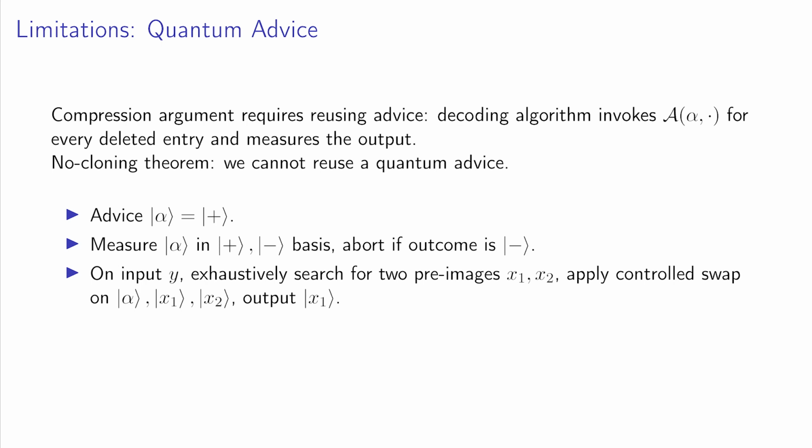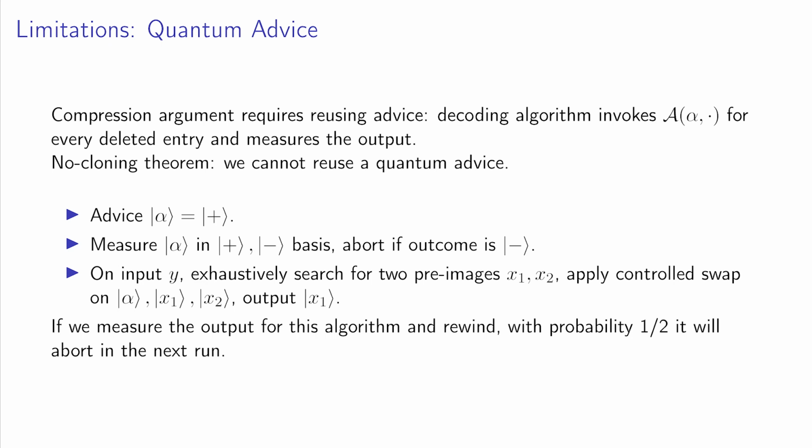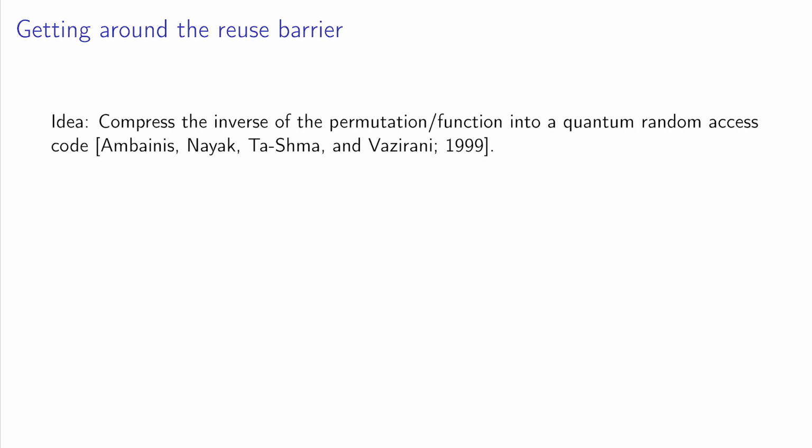And second, he is going to use it to output 1 out of 2 pre-images that he has found via, say, exhaustive search, via a simple control swap operation. For this algorithm, we can see that if we naively measure his output and then rewind his computation, with probability a half, he is going to terminate for the next round, which means that our decoder success probability is going to drop exponentially.